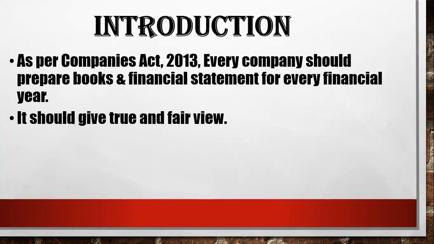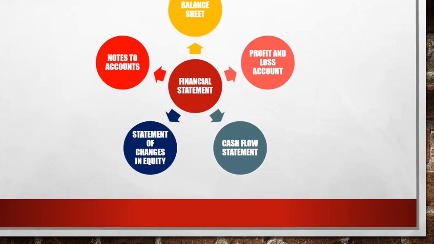Every company should prepare books and financial statements for every year. But what do you mean by financial statement? What is included in that? Financial statement includes four things: the P&L, that is the profit and loss account for the financial year; the balance sheet at the end of the financial year; and a company also prepares one more thing, that is a cash flow statement for the financial year. So this is the financial statement.